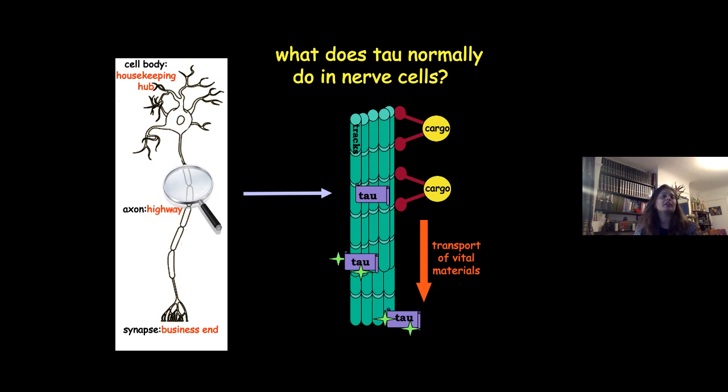So the axon's a bit like the highway of the cell, of the neuron, where important material cargo is transported. And these tracks over which the cargo is transported are usually quite unstable. They break down very easily. And so they need proteins like tau. Tau is the major protein that stabilizes tracks. So they need microtubule stabilizing proteins like tau, which stabilize the tracks and keep them intact so that cargo can be transported down them.